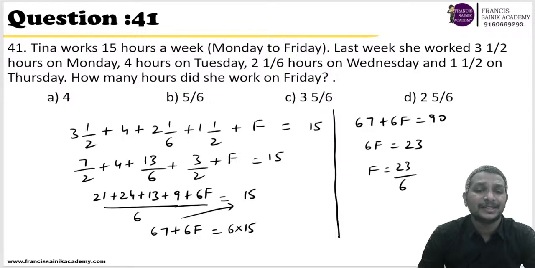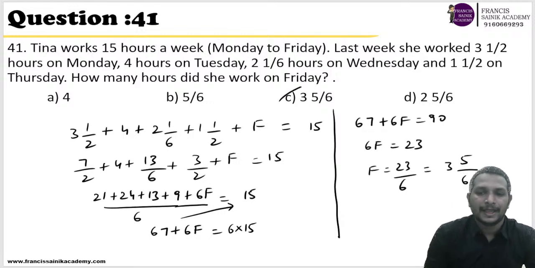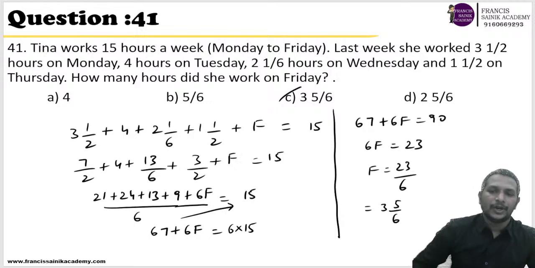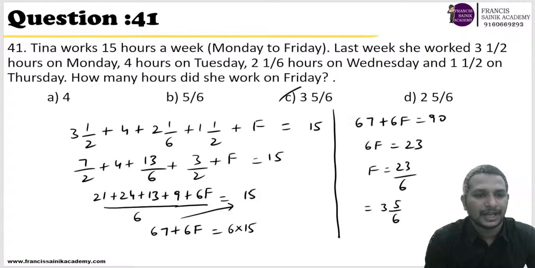But they gave the answer as a mixed fraction. 6 threes are 18, get a remainder of 5. So 3 5/6, and the answer is option C. As they gave the total number of hours and each day's hours, they're asking us to find it on Friday. In order to find that, we added the Monday hours, Tuesday hours, Wednesday hours, all together equal to 15 hours. The answer is 3 5/6, option C.